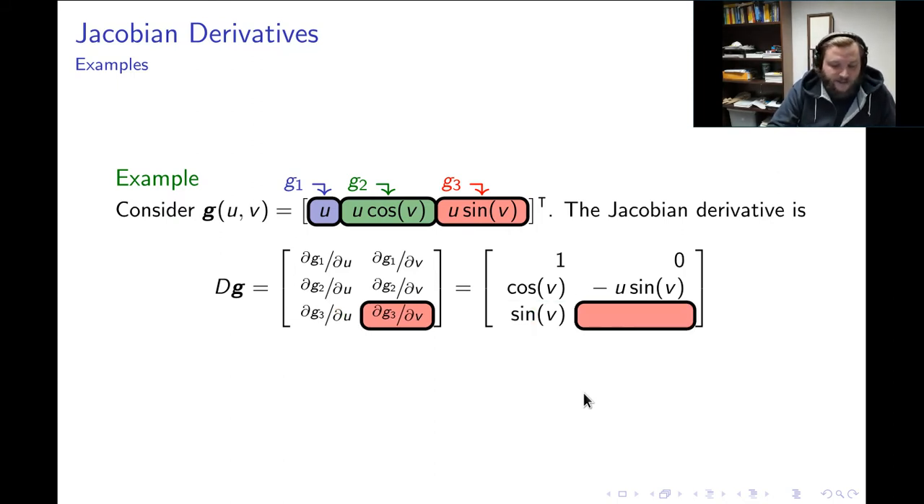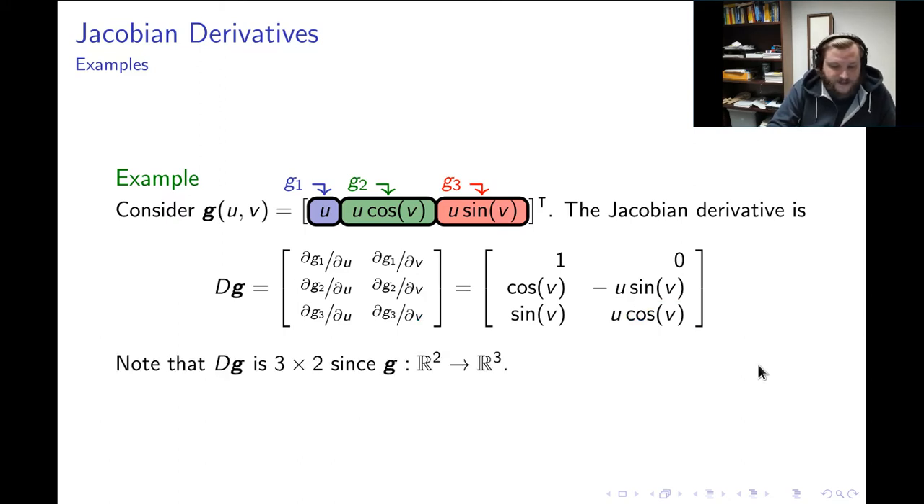And in the 3, 2 position, I should be taking the partial derivative of g3 with respect to v. Again, g3 is u times sine v, so the partial derivative with respect to v should be u times cosine v. So in this situation, the Jacobian derivative ended up being a 3 by 2 matrix because this is a function that goes from R2 to R3.